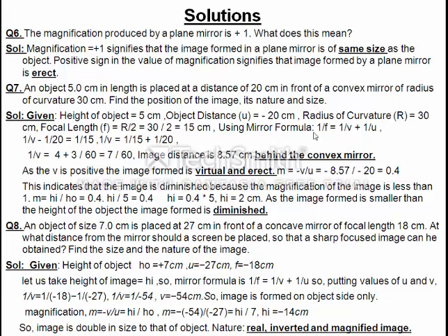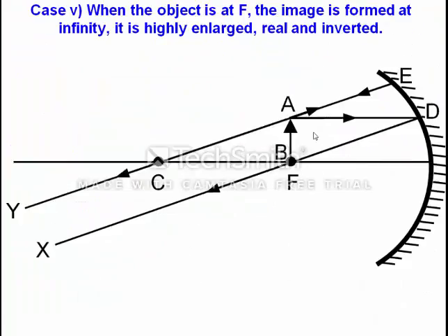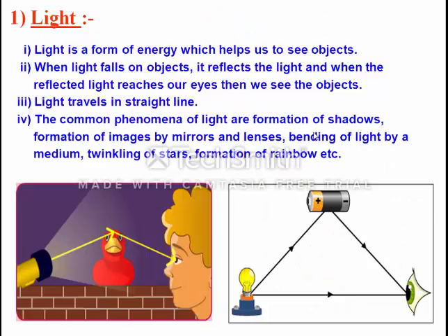Till now we have studied about what? Reflection. And what is the meaning of reflection? Bouncing back of light. So we will do a quick revision of what we have studied till now in this chapter.